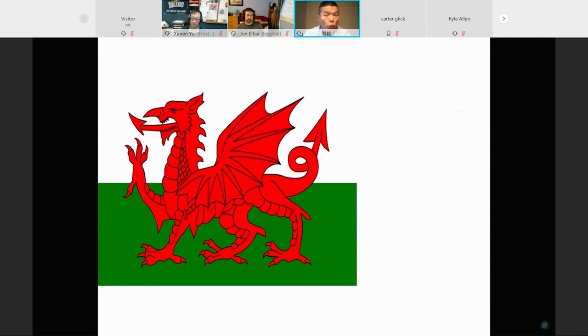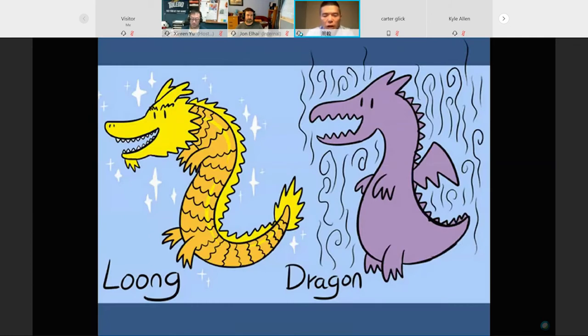Anybody know whose national flag this is? It's Wales. Thanks, it's Wales. From these different flags, we know the difference between the two dragons. Well, Ron, since you are here, would you please tell us from your conception, what is the difference between these two dragons?